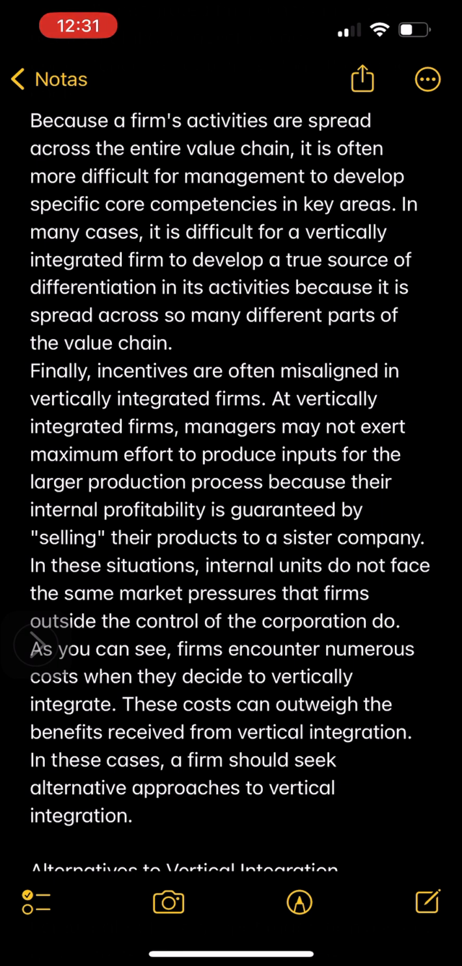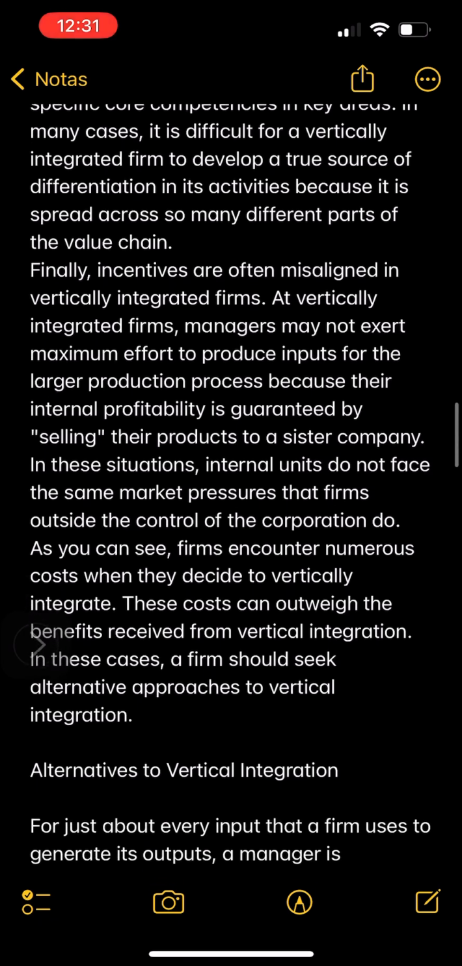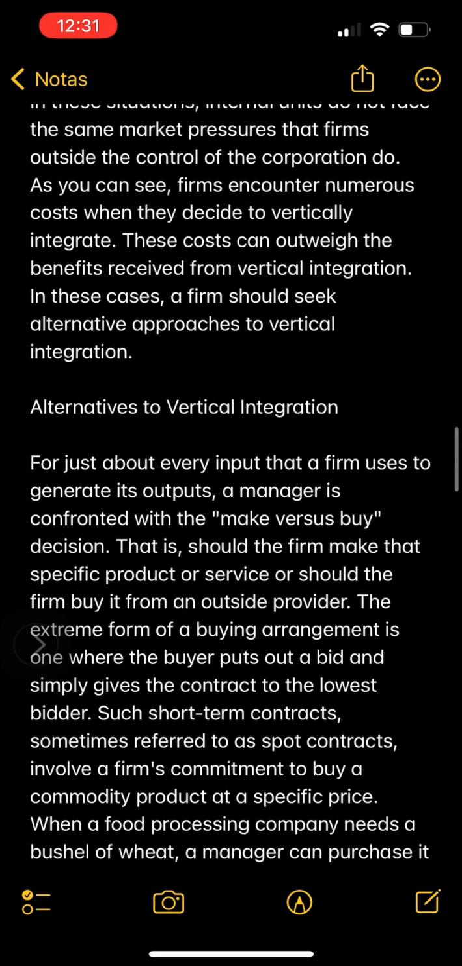Finally, incentives are often misaligned in vertically integrated firms. At vertically integrated firms, managers may not exert maximum effort to produce inputs for the larger production process because their internal profitability is guaranteed by selling their products to a sister company. In these situations, internal units do not face the same market pressures that firms outside the control of the corporation do. As you can see, firms encounter numerous costs when they decide to vertically integrate. These costs can outweigh the benefits received from vertical integration. In these cases, a firm should seek alternative approaches to vertical integration.